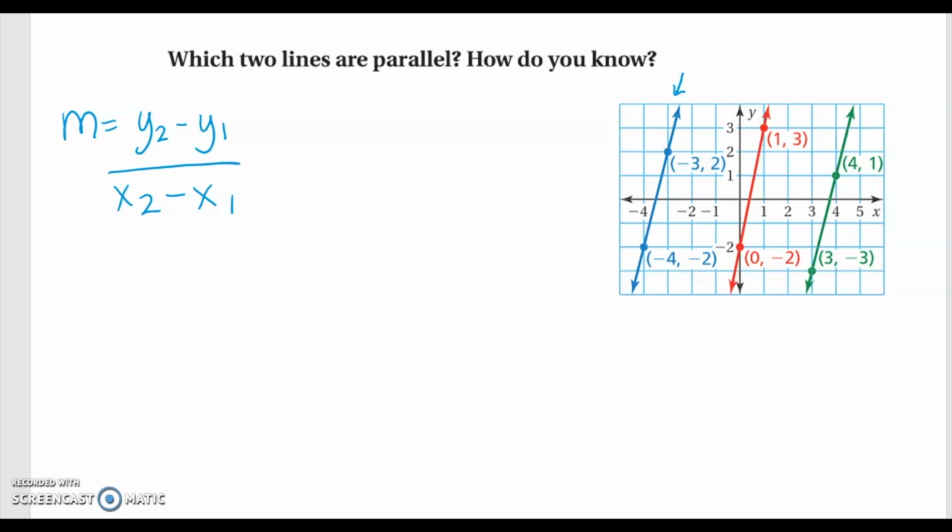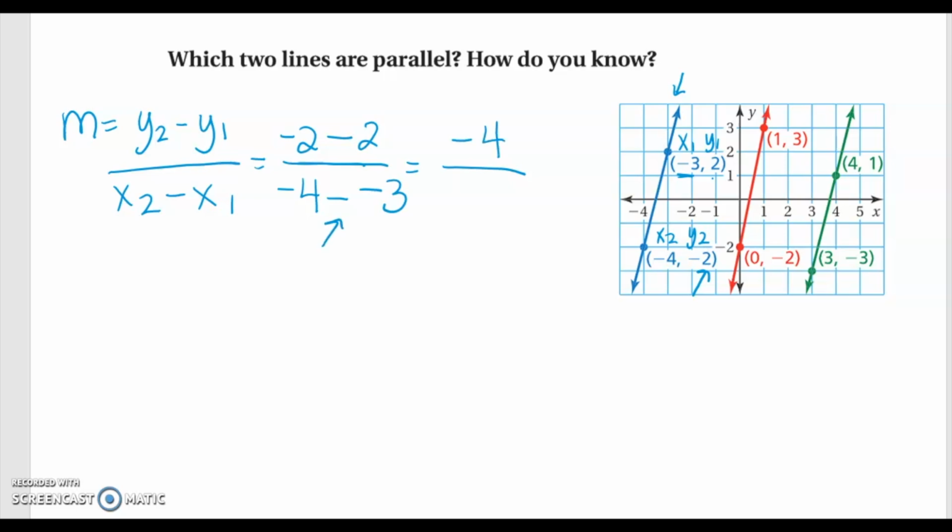And so I'm going to look at my ordered pairs and I'm just going to label them ordered pair 1, that's what the 1 means, and ordered pair 2, that's what the 2 means. So my y2 value is -2 minus my y1 value is +2. My x2 value is -4 minus my x1 value is, be careful, -3. So -2 minus 2 is -4.